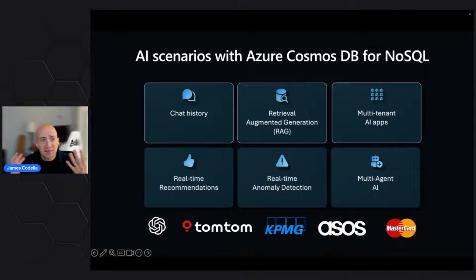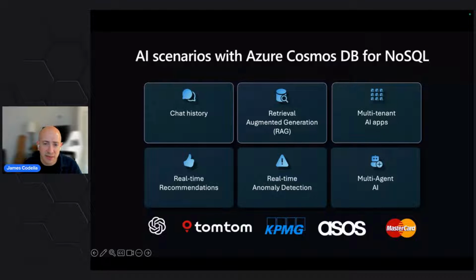So let's start at a high level. AI scenarios with Azure Cosmos DB for NoSQL. There's a lot of different scenarios that you can power using Azure Cosmos DB. We're going to touch on these top 3 a little bit here in our talk today. But there's even a lot more that we can talk about as well.